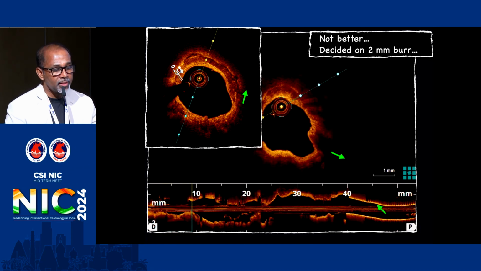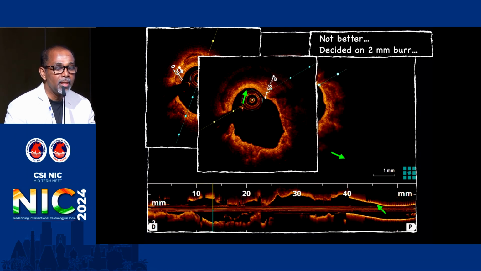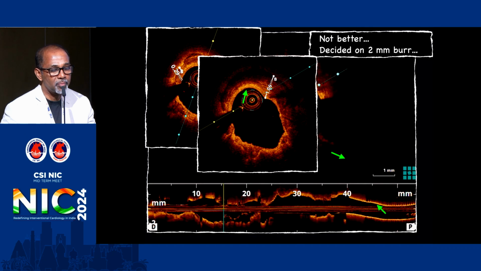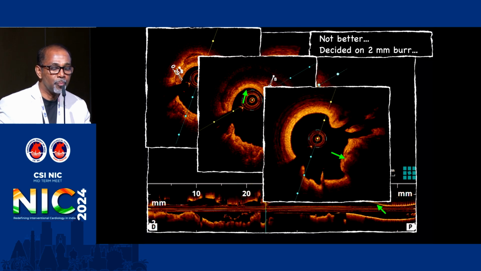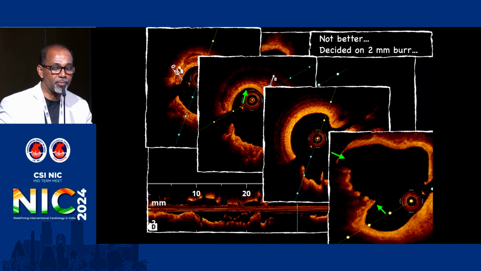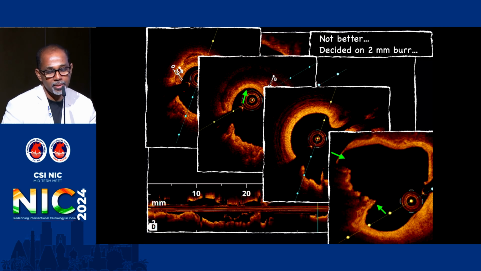You could see that there is a significant amount of superficial calcium; a thin sheet of calcium could be made out. In this image, the green arrow points to a thick amount of calcium. The wire bias, the rotablator is close to the calcium, and the calcium has been shaved off at that particular area. In the next two images, the green arrow indicates a nodular protrusion, and there is a significant protrusion of calcium, that is, eruptive calcium, into the lumen also.